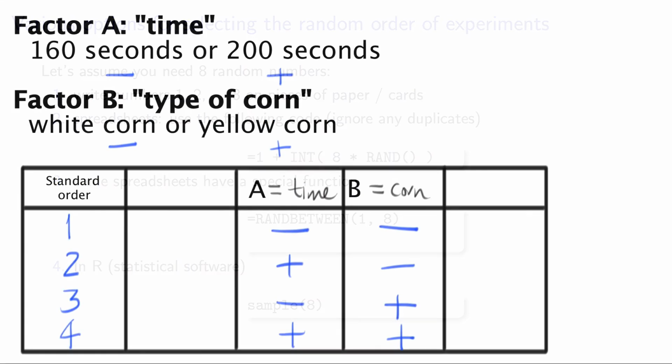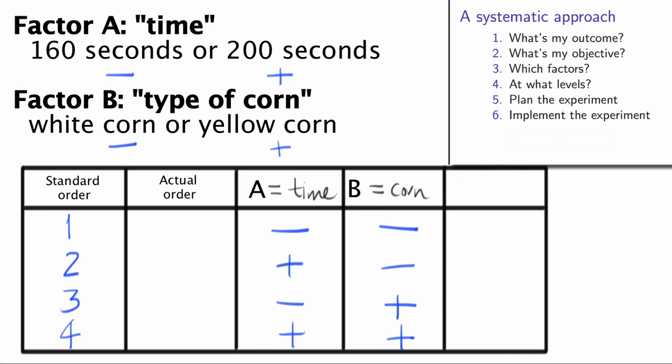So here the standard order column refers to the way in which we label the rows in standard order. The next column we add is the actual order column. This column represents the order in which experiments were actually run. Now we go start running our experiments and record the outcome variable.